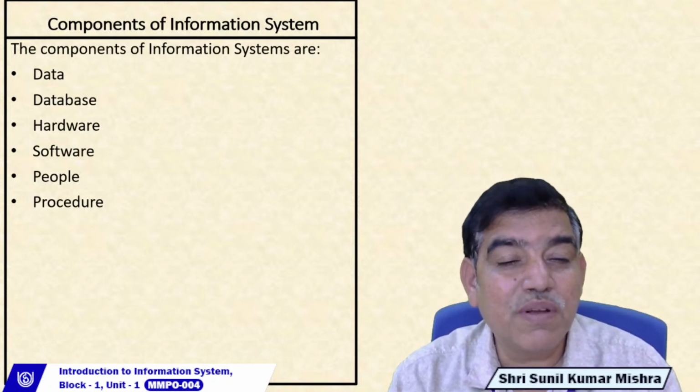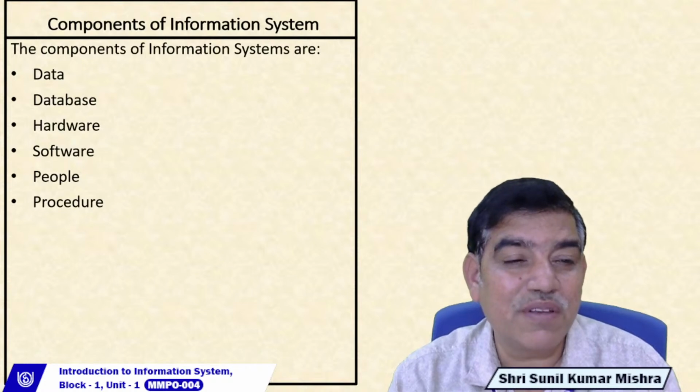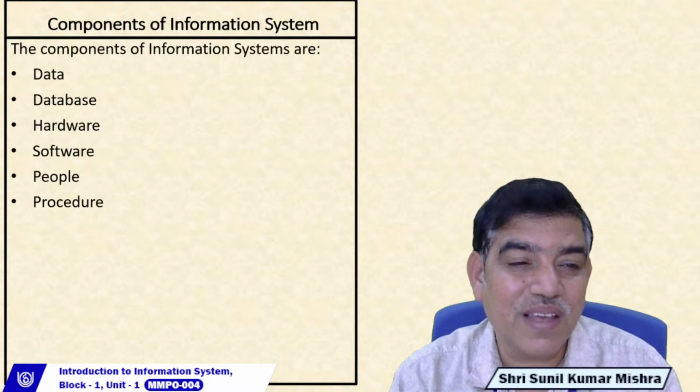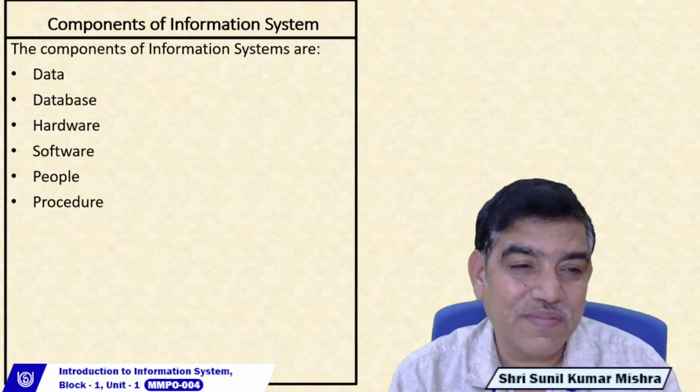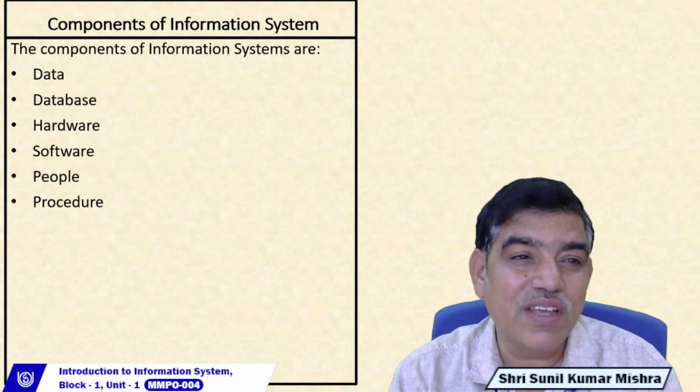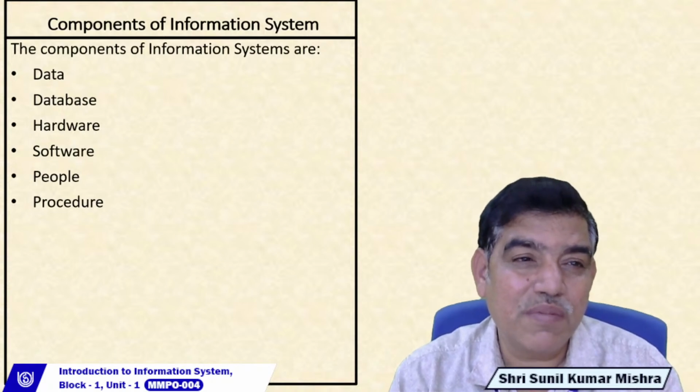Then we categorize people. There are different types of users to access the information system. And the major role is procedures, the guideline: how to access the information system, how to handle the information system, who are the authentic persons to access the information system. So these are the important components of information system.